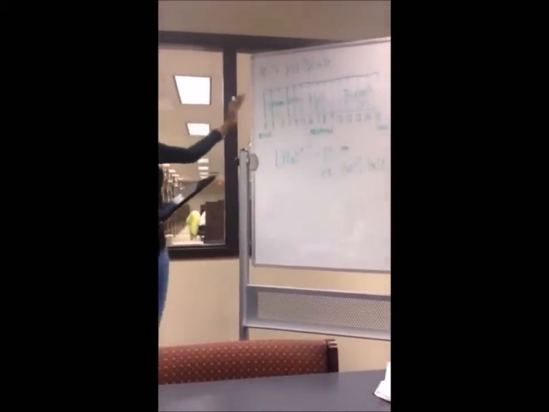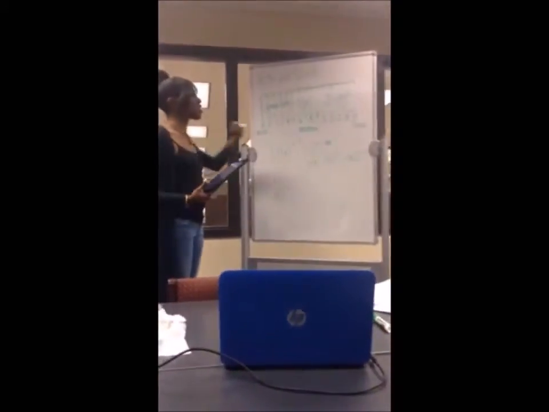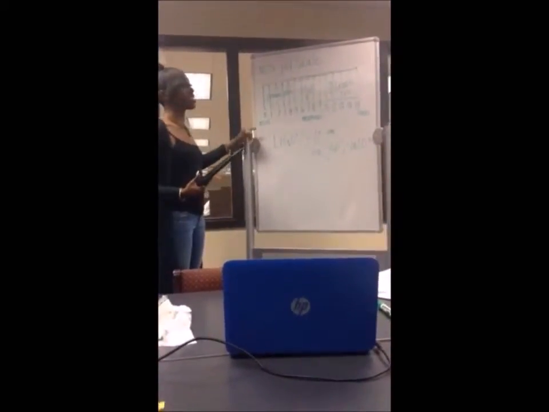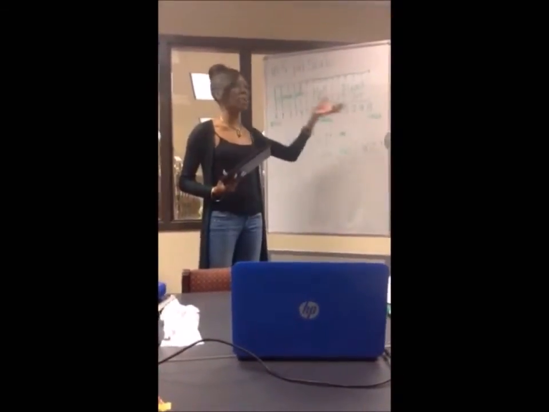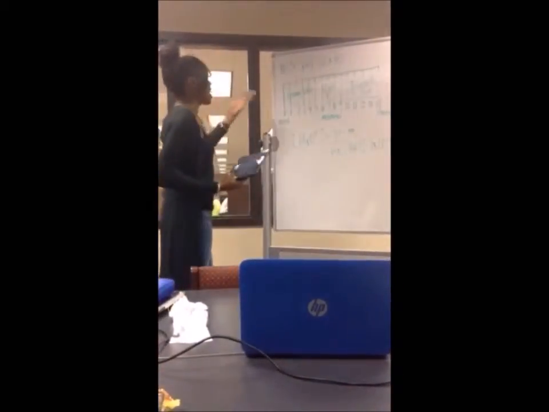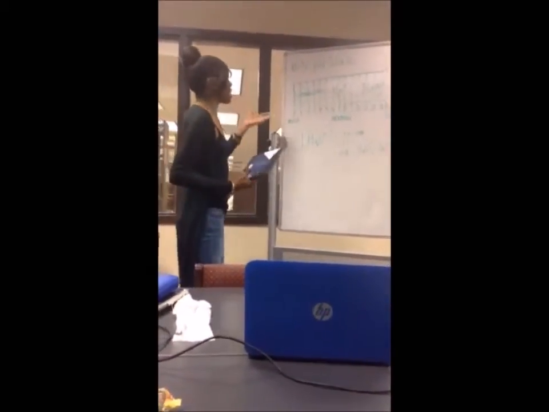And here's an example of the pH scale. The pH scale usually goes from 0 to 14, 0 being the most acidic, 7 being neutral, and 14 being the most basic. An example of an acidic solution would be lemon juice.